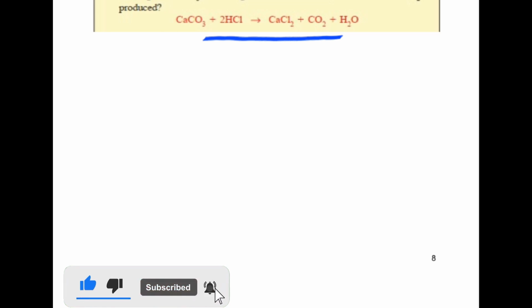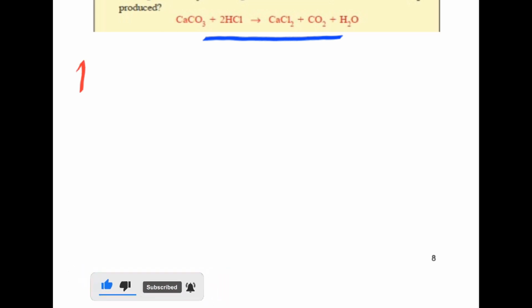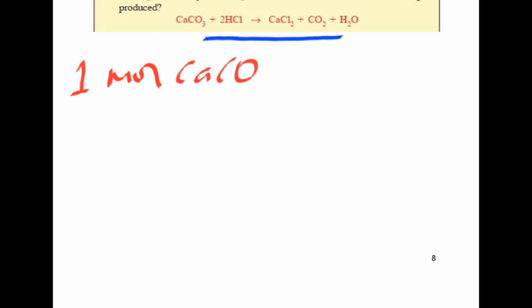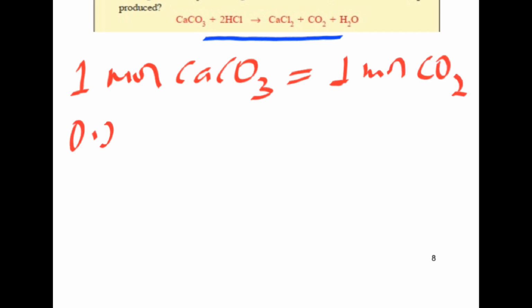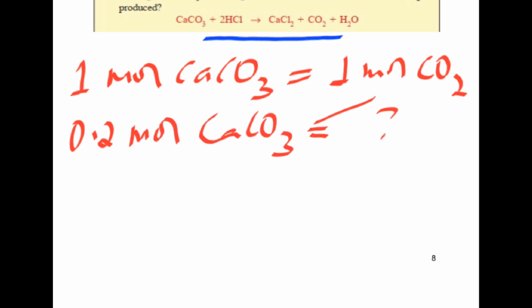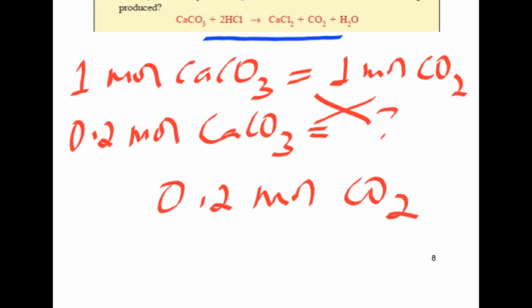So from the balanced chemical equation, for every mole of calcium carbonate, ምን ያህል mole of carbon dioxide produce ያደርጋል? 1 mole of carbon dioxide is produced. 0.2 mole of calcium carbonate ካለን ምን ያህል mole of carbon dioxide produced ይሆናል? 0.2 moles of carbon dioxide is produced.